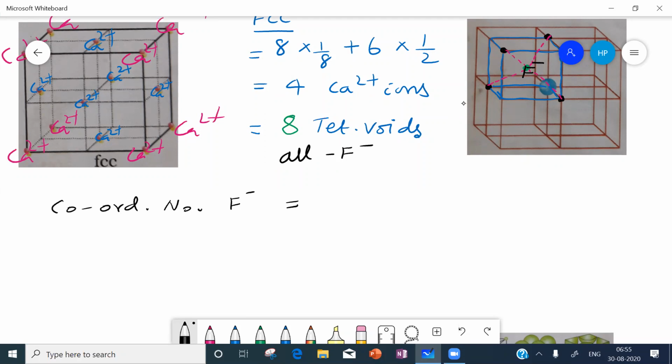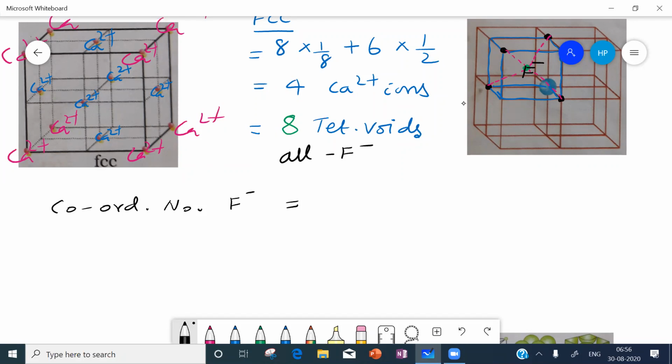Tetrahedral void means that the surrounding particles are 4. So the F minus is in a tetrahedral void. It is in contact with 1 calcium here, 1 calcium here, 1 calcium here and 1 calcium here. Now you say what is the coordination number of F minus? What is the coordination number of F minus, do you say?